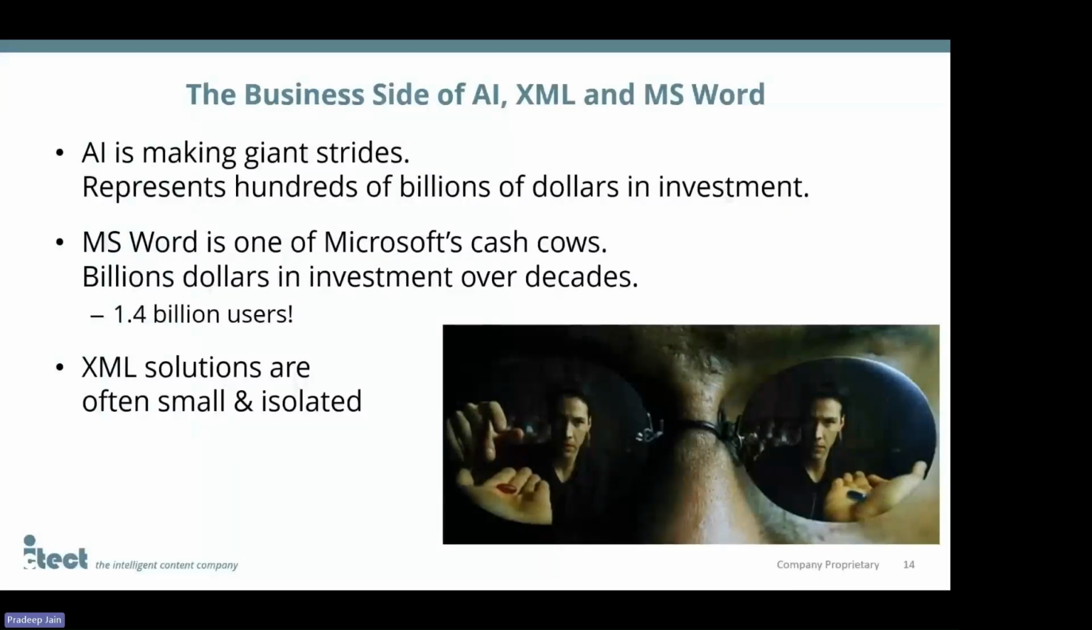Microsoft Word has been the cash cow for Microsoft. There are more than 1.4 billion users of it. And the investment and the bet that Microsoft is making in bringing all of the AI to Office brings some significant potential for us, opens up new opportunities. But when we look at XML solutions, we can say that many of them, most of them, are in silos in small departments, maybe 25, 50 users using XML, and not exactly making the bigger impact.